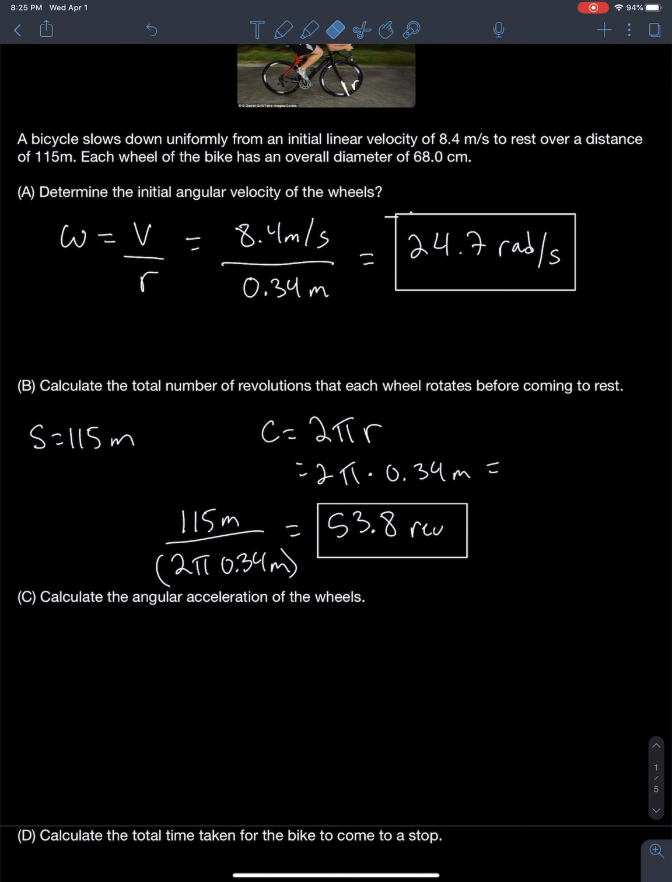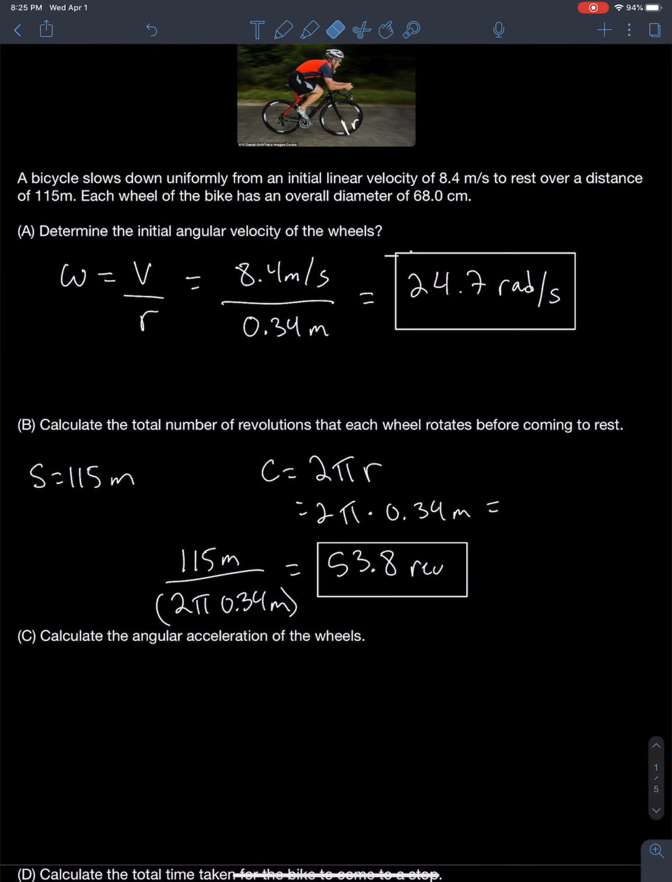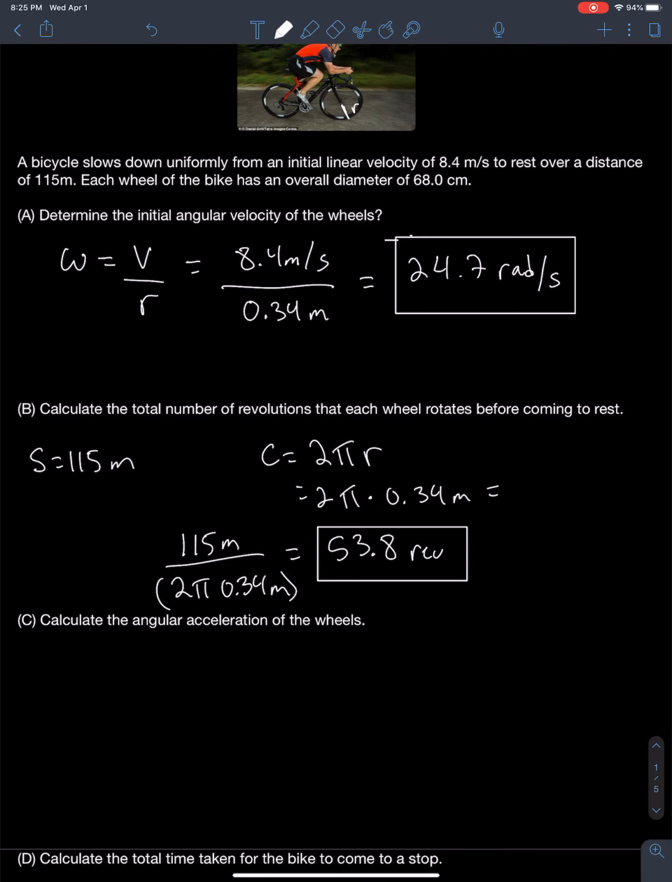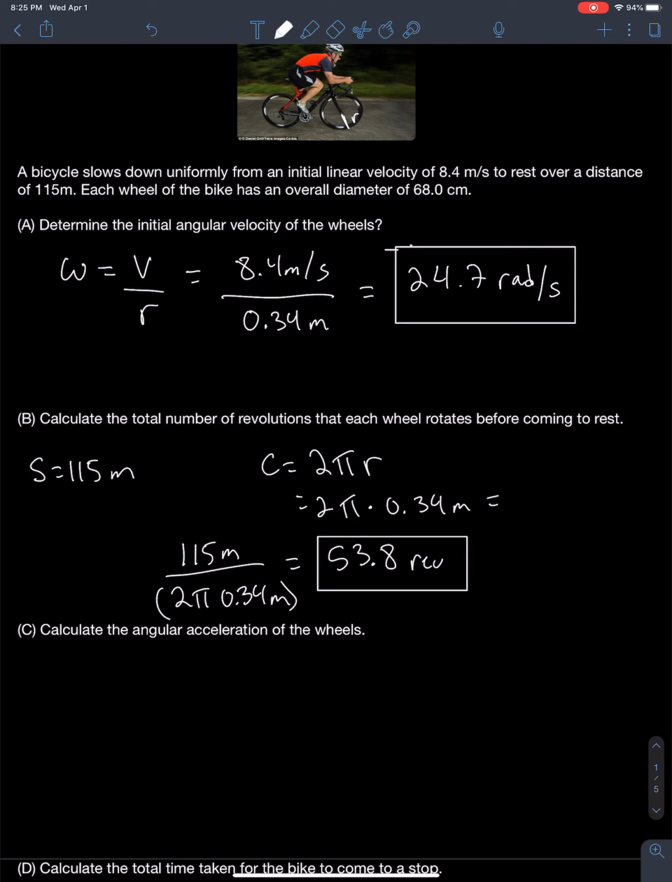The next question is to calculate the angular acceleration of the wheel. Let's remember some of these formulas. Angular acceleration is equal to my final angular velocity minus my initial angular velocity, divided by time. Do I have time? No, I don't have time, so I can't use that. I have to go back to some of the other formulas and figure out what else I have.